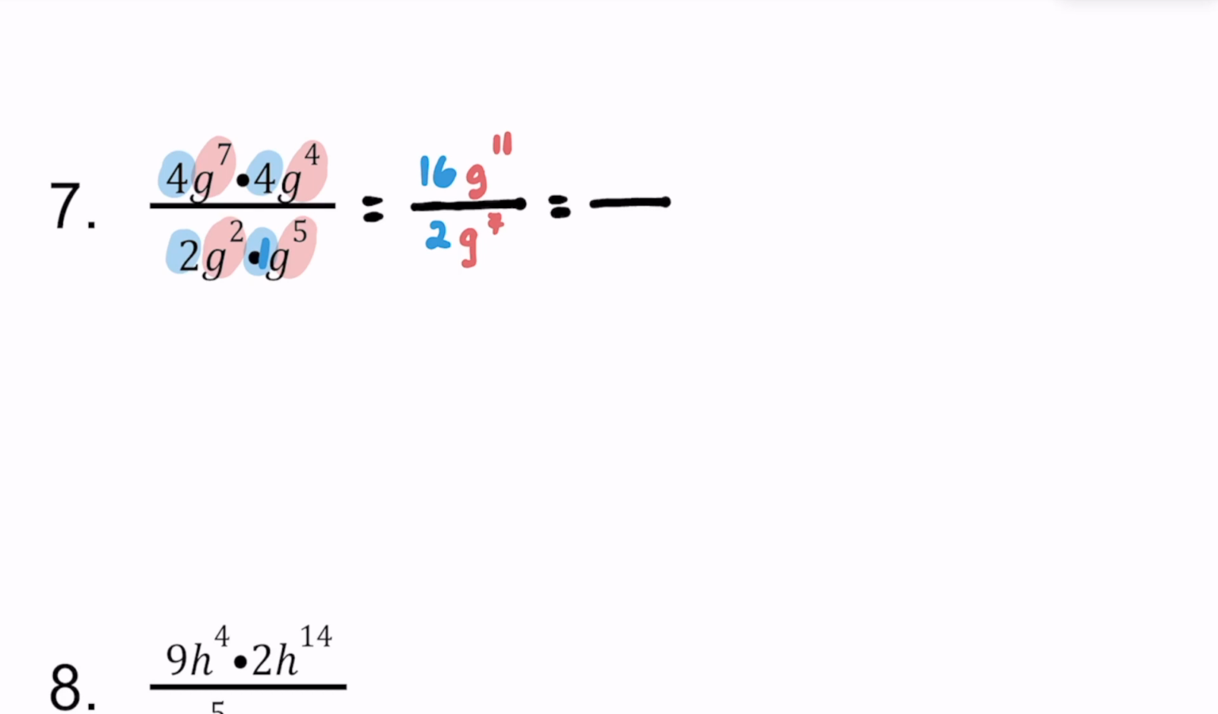So we can go ahead and take a look at this 16 and 2 and see what's their GCF. Well, GCF is going to be 2. They're both even numbers, and 2 can't go any smaller. So dividing these both by 2, 16 divided by 2 is 8. 2 divided by 2 is 1.